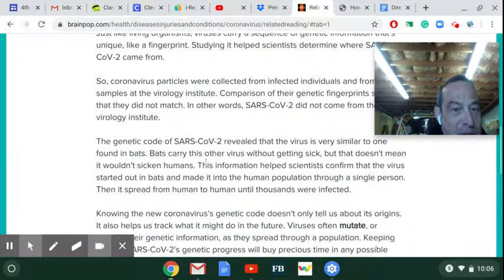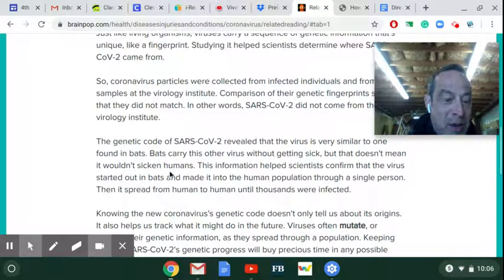The genetic code of SARS-CoV-2 revealed that the virus is very similar to one found in bats. Bats carry this other virus without getting sick, but that doesn't mean it would not sicken humans. This information helps scientists confirm that the virus started out in bats and made it into the human population through a single person. Then it spread from human to human until thousands were infected.